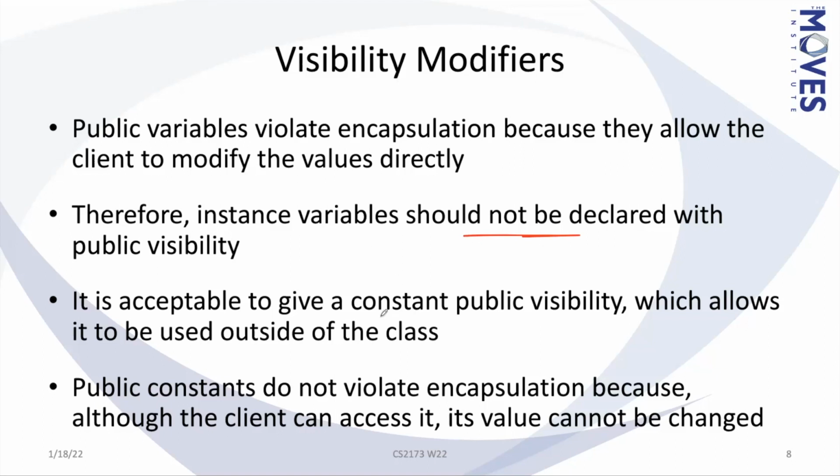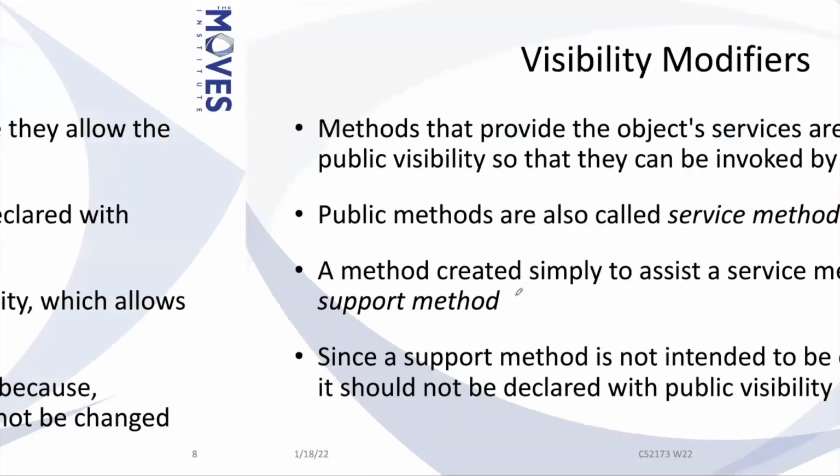Now, we've seen constants, and again, I prefer static constants. It's okay to give a constant public visibility. Why? Because it's final. You can't change its value. So it's okay to let anybody see it. There's really no harm in that. Instance variables, though, if they're not final, then they can be modified. And if they can be modified, then the only things that should modify them are methods that are inside the class.